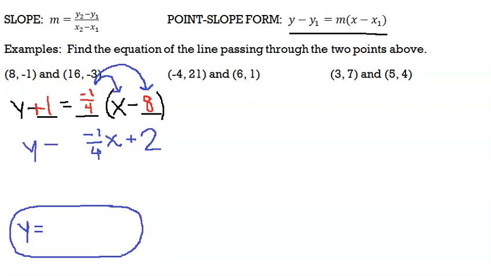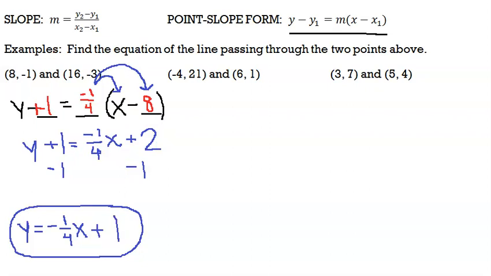Now, there's one last thing that needs to be done to get y by itself. Really not that big of a deal. All you have to do to get y by itself is subtract 1 from both sides, which means y is going to equal negative 1/4 x, and then 2 minus 1 is 1. Okay, there you go.